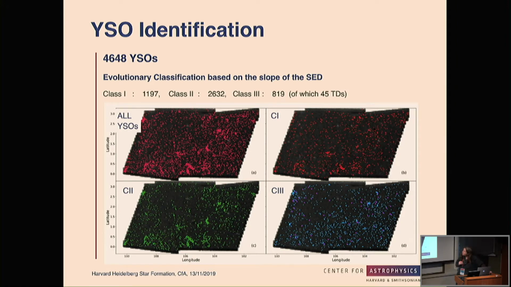So these plots just show all of the YSOs. There we go. Spatial distribution up here, separating just the class 1s, class 2s, so you can kind of begin to see some structure in these clusters popping out.